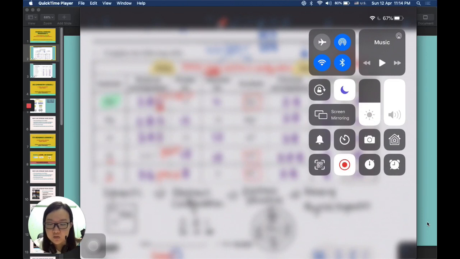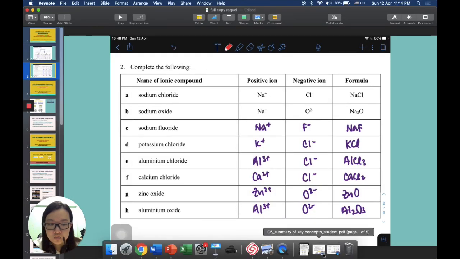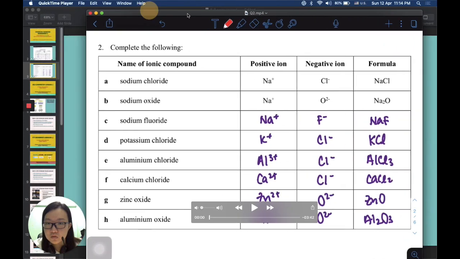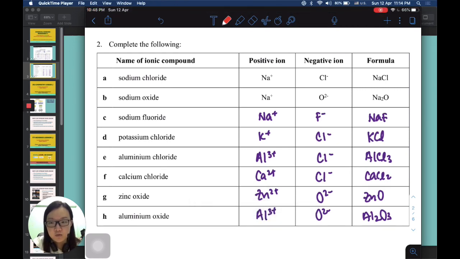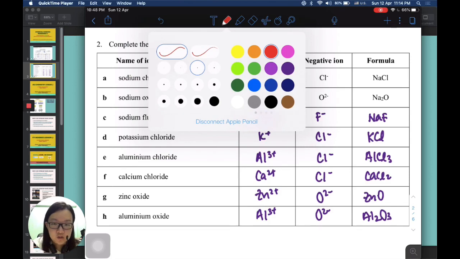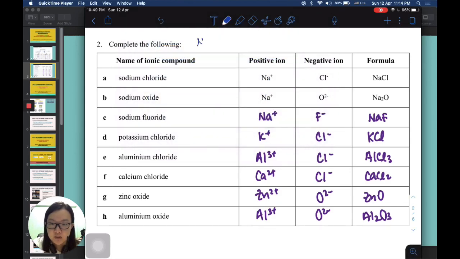Okay, so that is question 1. Let's go to question 2. Question 2. Here it is. Okay, let's get into it. So question 2, again, you have a table to complete. Now the focus of this question is on naming of ionic compounds as well as your chemical formula. So chemical formula is really something that a lot of students struggle with. So if you follow through with me, you will be fine when you go to Sec 4.